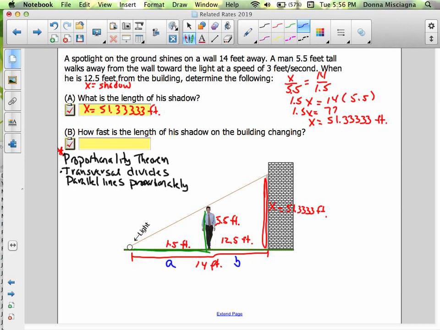Matter of fact, nothing here is constant other than the height of the man. That is constant. Everything else is changing. All right, so we want how fast is the length of the shadow on the building changing. So again, we can compare our rates of change. First of all, though, let's look at the rates of change that we know.